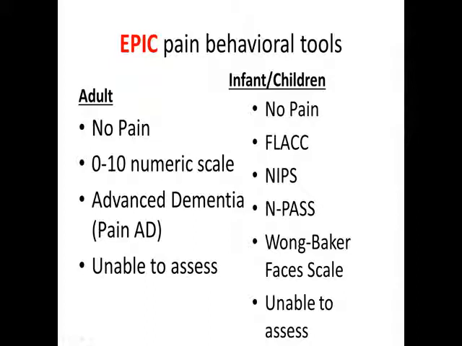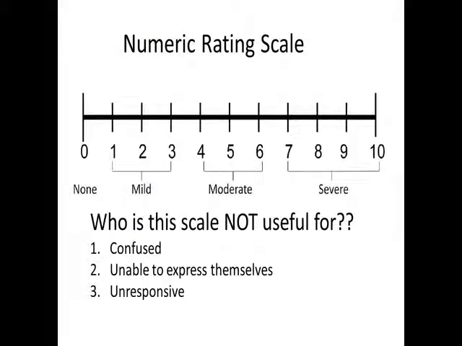Okay, just as I showed before, in EPIC, there are different ways you can document pain. Here are your choices. For the adult and for the infant, you can chart no pain. You also have choices in the adult: the 0 to 10 numeric scale, the advanced dementia scale, and you have a choice where you can put unable to assess. For children, there's the FLACC scale, the NIPS scale, the INPAS scale, the Wong-Baker FACES scale, which I said could be used in adults that can self-report, and unable to assess. Let's look at each one of these behavioral tools.